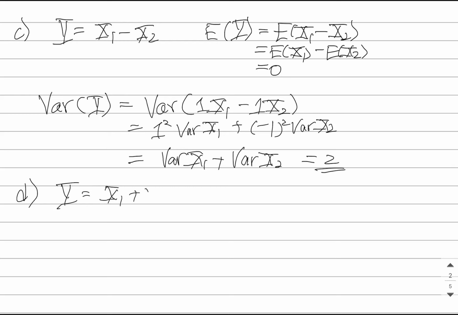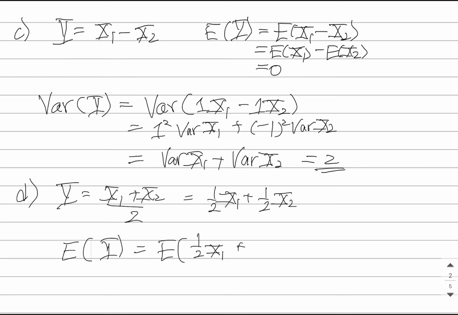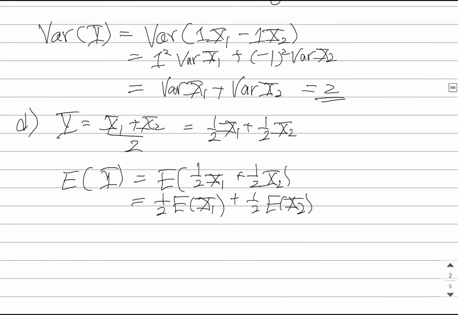So if we take the simple average of the two, this is effectively like saying take 1/2 of x1 and 1/2 of x2. The expected value will behave very straightforwardly. We'll have 1/2 of x1, 1/2 of x2. We can distribute and use essentially the linearity of the expectation. And we end up with kind of a nice result here. We end up with 1/2 of 10 plus another 1/2 of 10. So we end up actually getting the same expected value as x1 and x2.